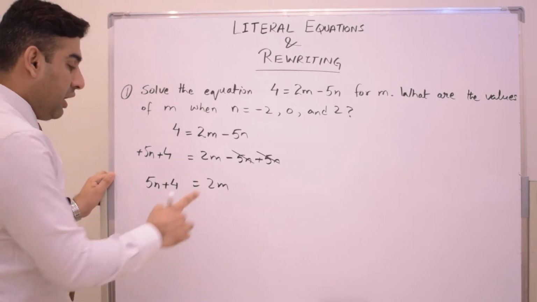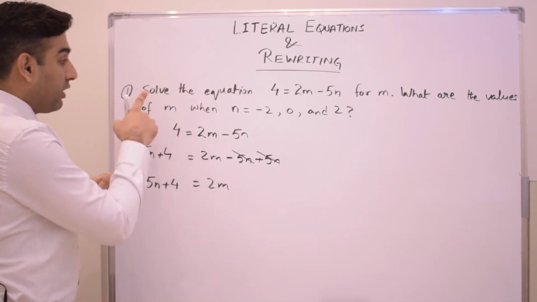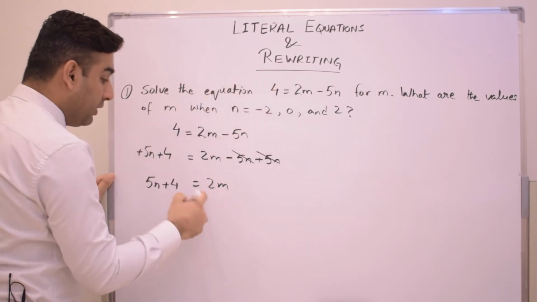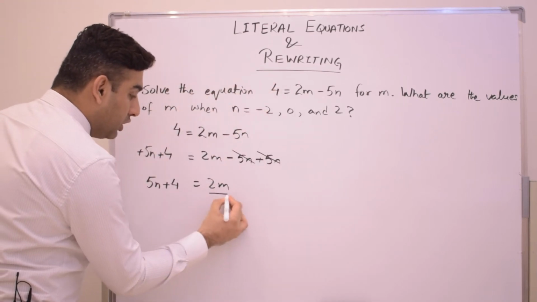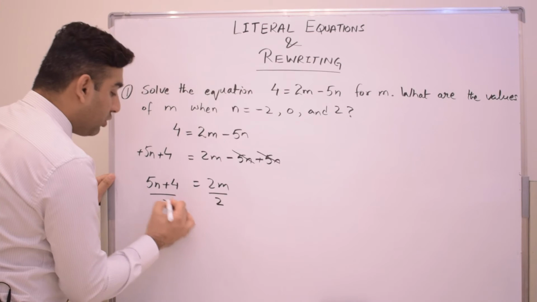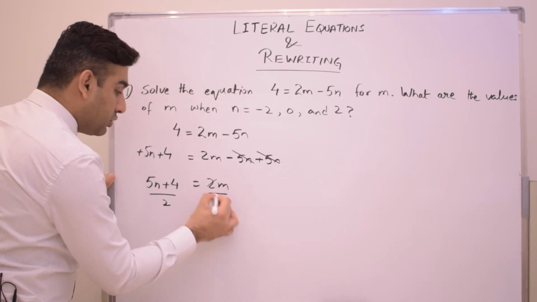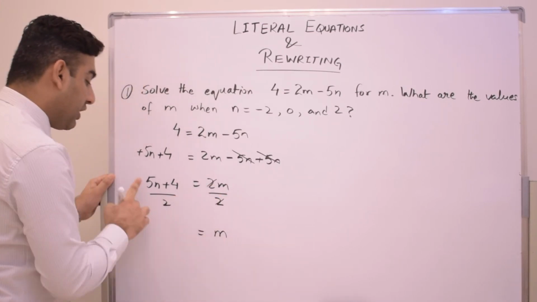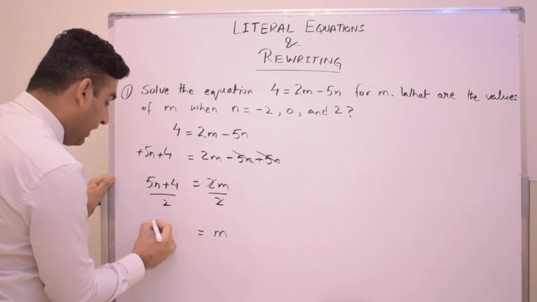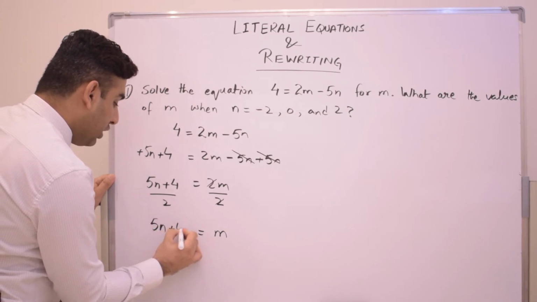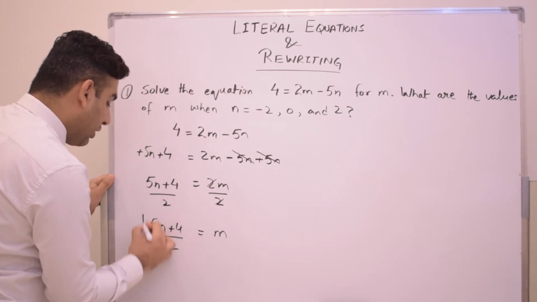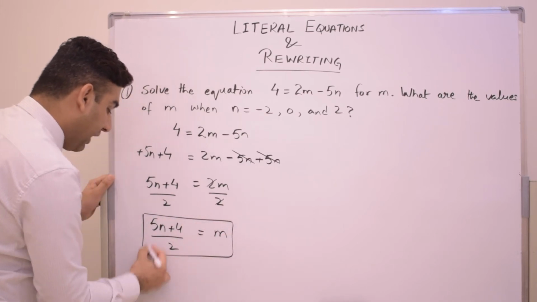After that, as I need the value of m because I have to solve the equation for m, I must remove 2. So I will divide by 2 on both sides. So 2 cancels and the m value will come: 5n plus 4 divided by 2. Now guys, I got the solution for m.